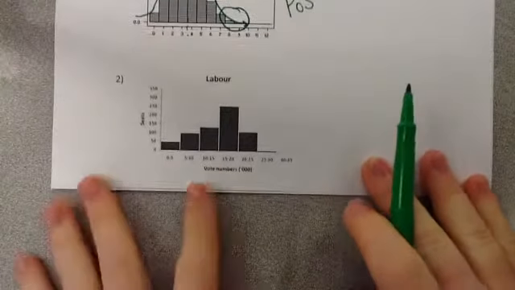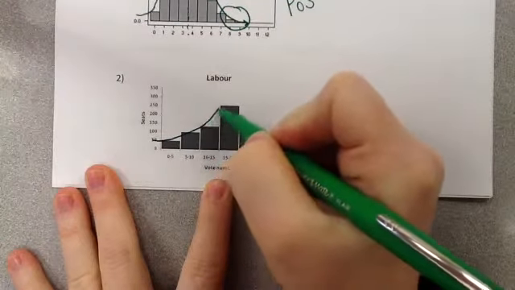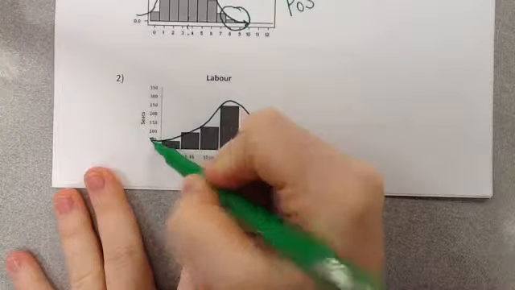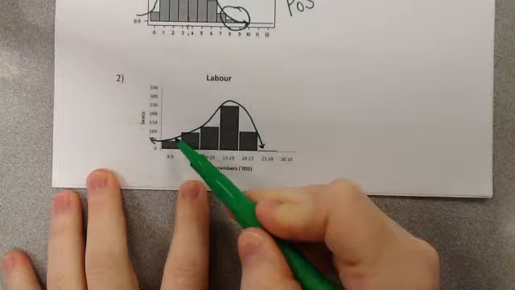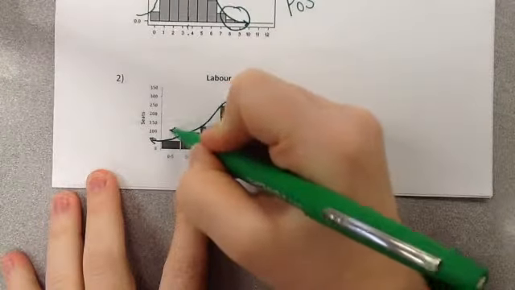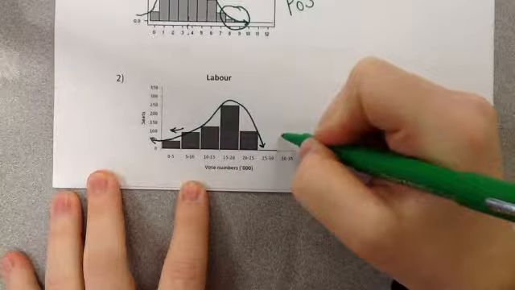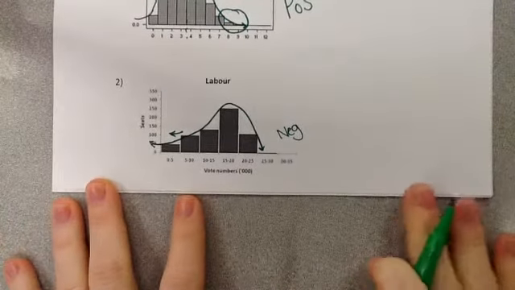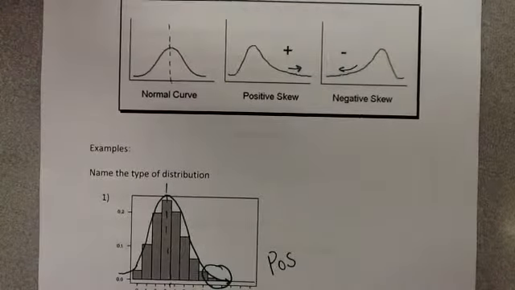This next one, if I were to draw this in, this one's a little bit more obvious. This time the tail is heading which way? To the left, in the negative direction, so this is a negative skew. So use those three distributions to decide which type each graph is.